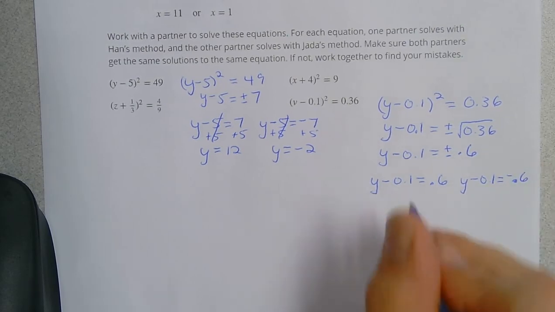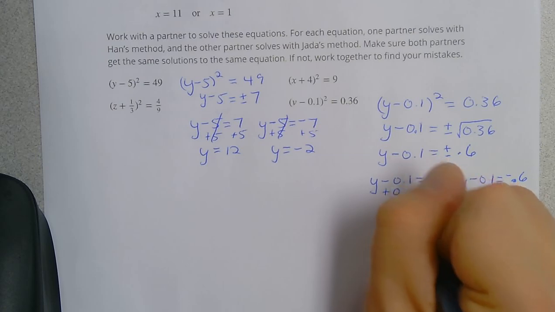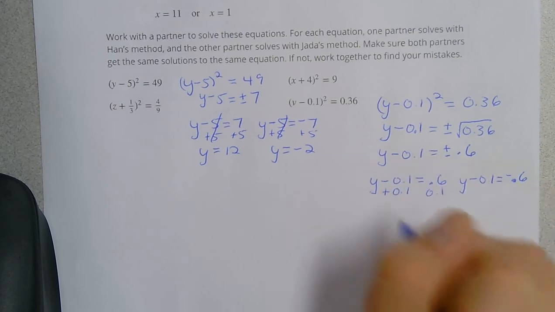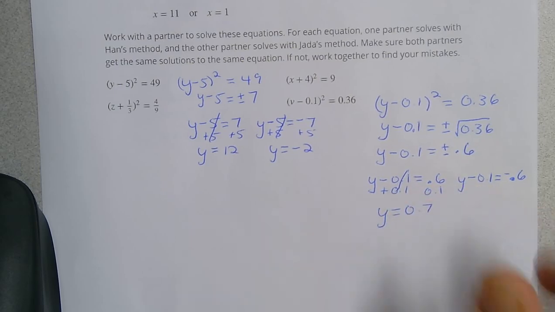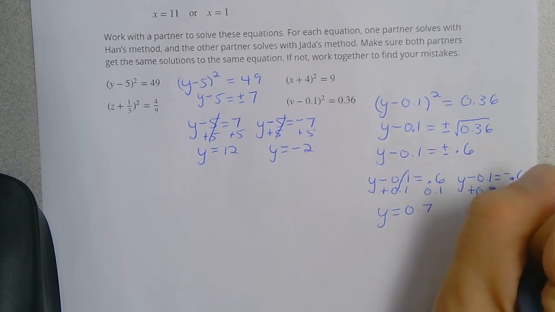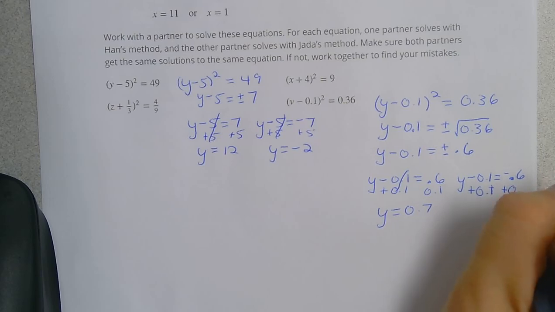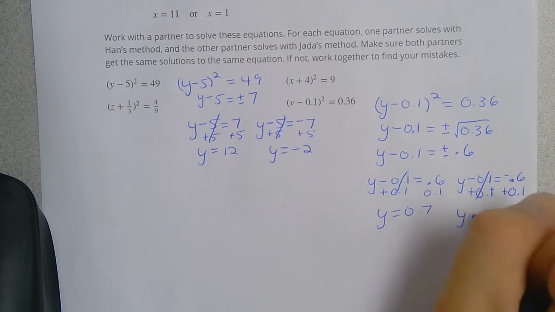So adding 0.1 to both sides, we get y is equal to 0.7. And then adding 0.1 to the other side, we get y is equal to negative 0.1.